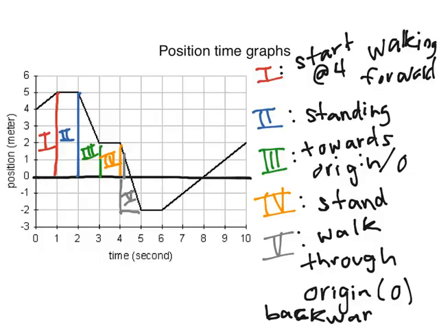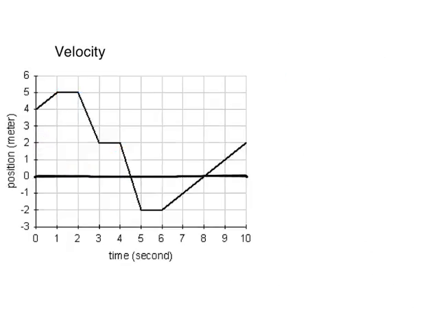Alright, so that's something to keep in mind. We are technically going from positive to negative, so we are going backwards. Next we want to find the velocity. So remember, velocity is the speed, so it's essentially the change in position over time.